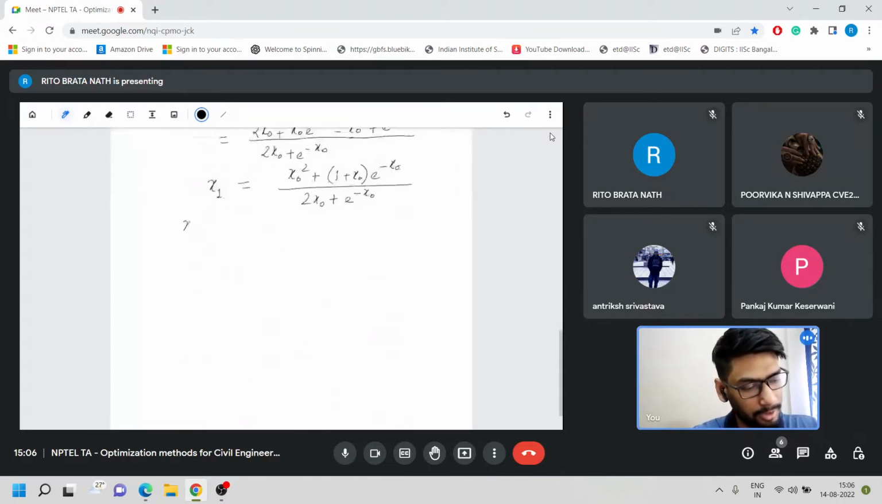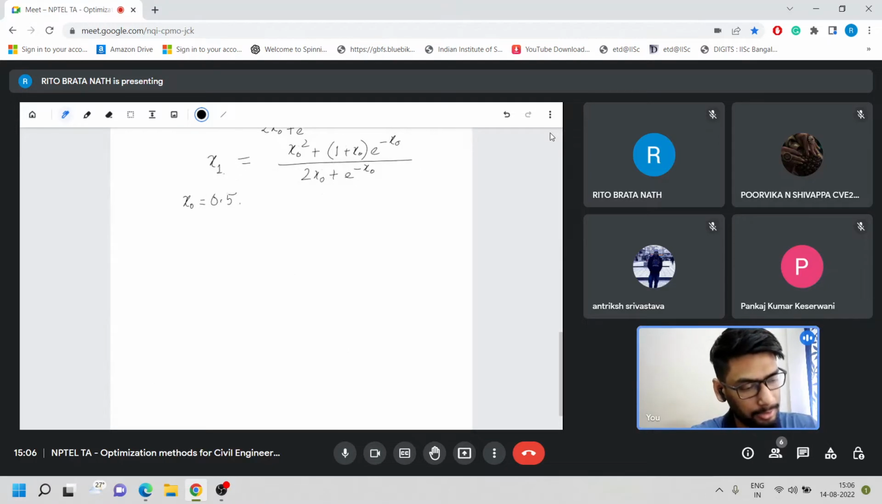If you start with x naught equals 0.5, then you can probably do it in Excel as well, and create a table like this. Say your xn and your xn plus 1, and this is your n. So when n equals 0, this is your 0.5, and then you have to find your x1 using that formula.